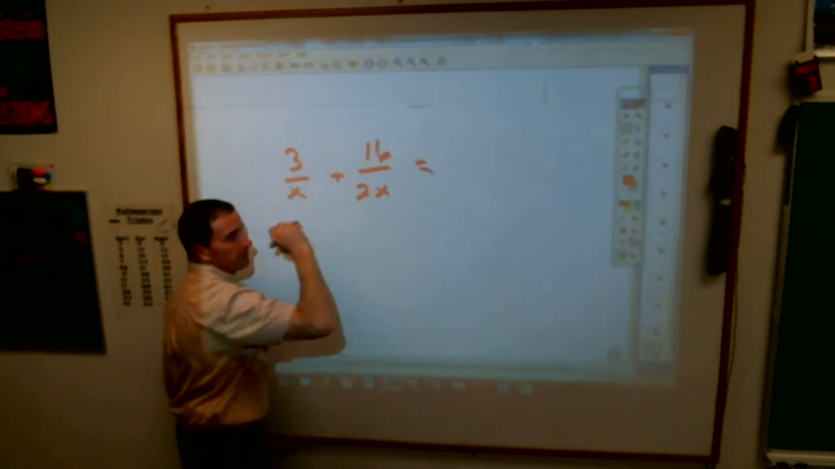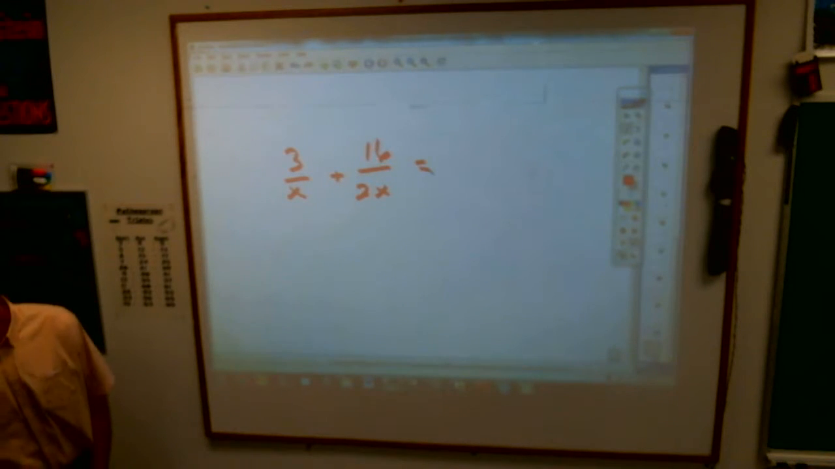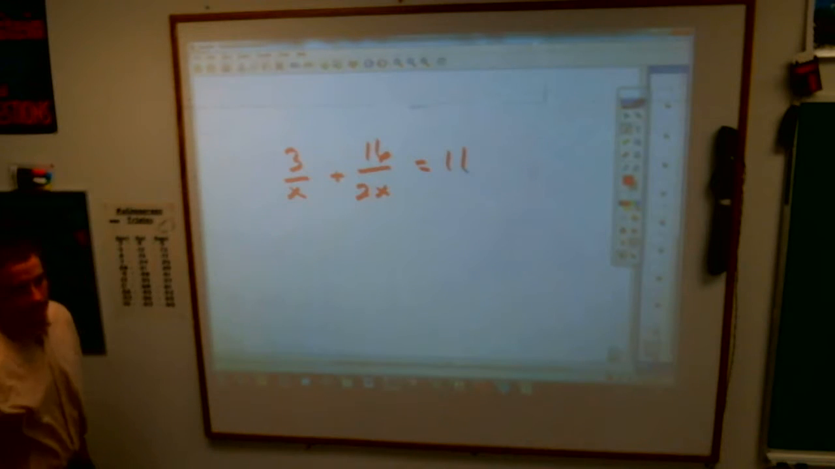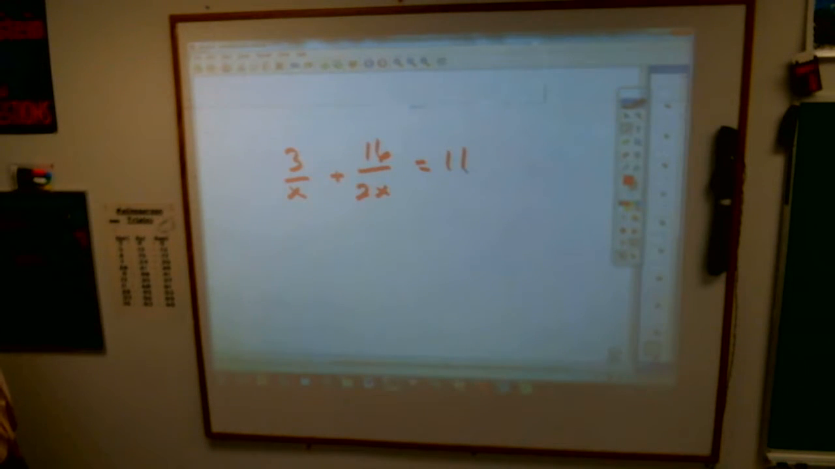That was really good. Well, I made the same denominator for 3 over x plus 16 over 2x. So I multiply x times 2 on the left, so then I can do 6 over 2x. And I added those together to get 22 over 2x equals 11 over 1. And so I cross multiplied those to get 22 equals 22x, and I divided 22 by 22 to get x. Exactly.